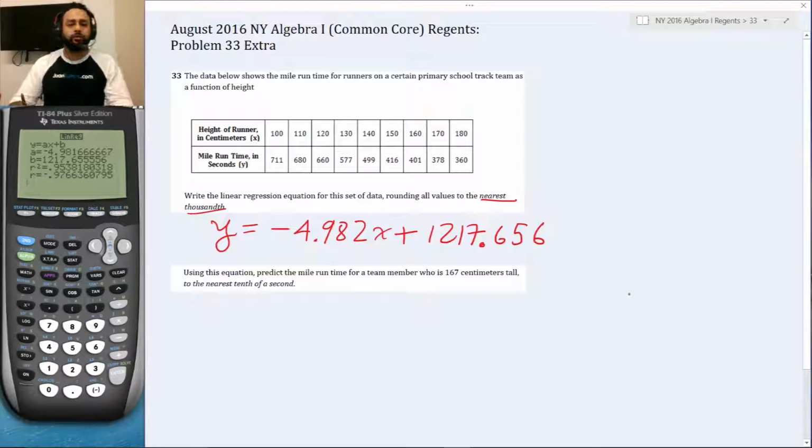Good. And now use the equation to predict the mile runtime for a team member who is 167 centimeters tall. This is an X value. The mile runtime, according to this chart, is a Y value. And we have to round to the nearest tenth of a second. And we do have to round to what they said. So 167 is here. So the mile runtime we should expect to be close to here.